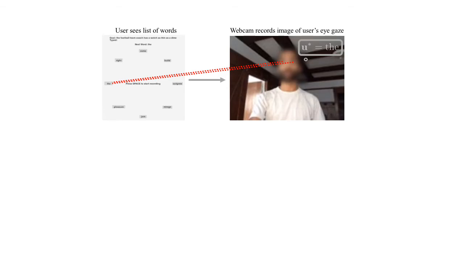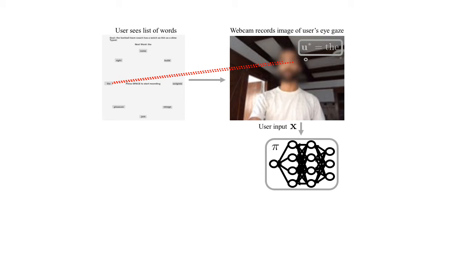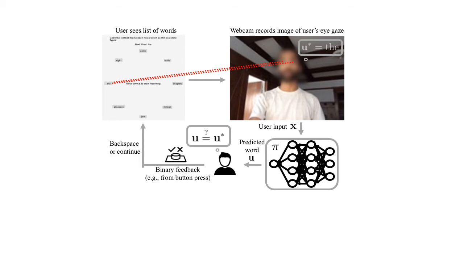We present the set of words to the user, take a picture of the user's eyes through their webcam, then feed this input to our selection policy. We sample an action from this policy. The user sees this action, compares it to their desired action in their head, then decides whether or not to backspace. This decision to backspace naturally provides our system with feedback that it can use to derive a reward signal and train the policy through reinforcement.